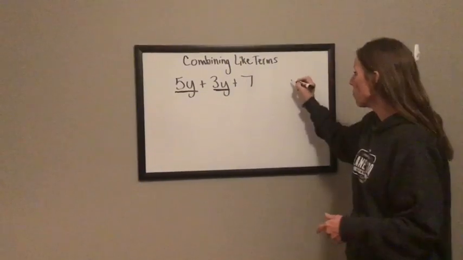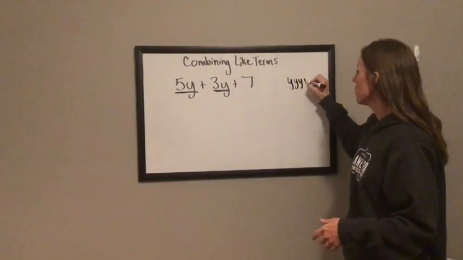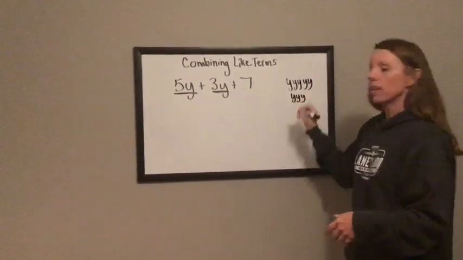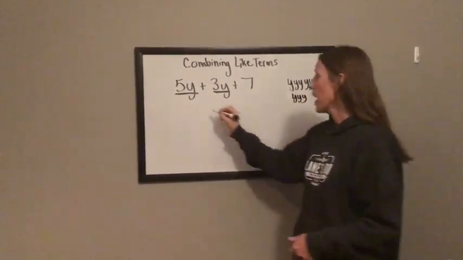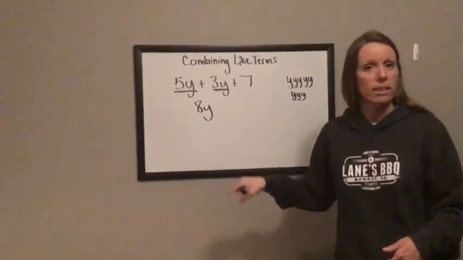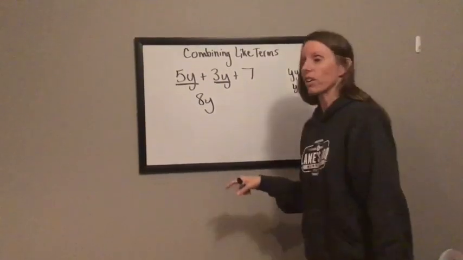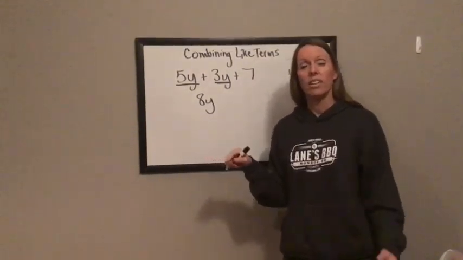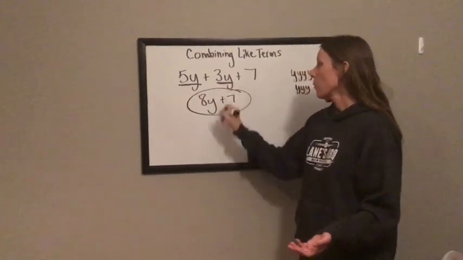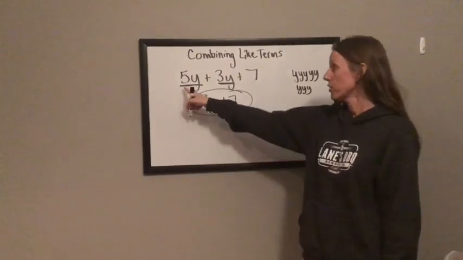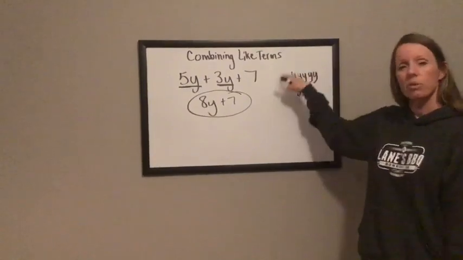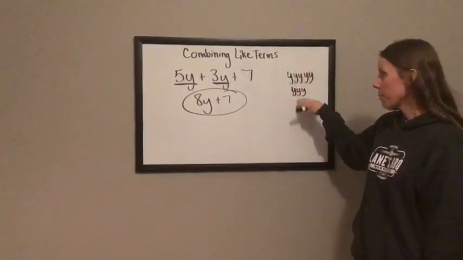If I have 5 y's, 1, 2, 3, 4, 5, and I have 3 y's, how many y's do I have? I have 8 y's all together. Now, does 7 have a buddy? No, there's no other whole number, so I just bring it down. So if I wanted to simplify this expression, 5y plus 3y plus 7, it would be 8y plus 7. You don't have to write this every time. I was just showing you how I came up with 8 y's.